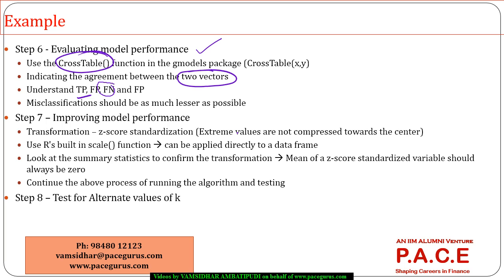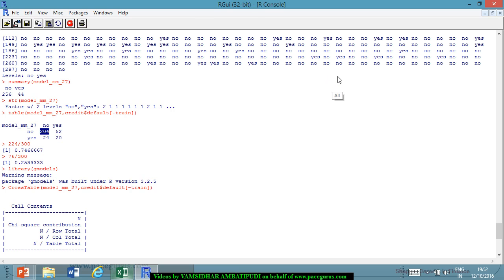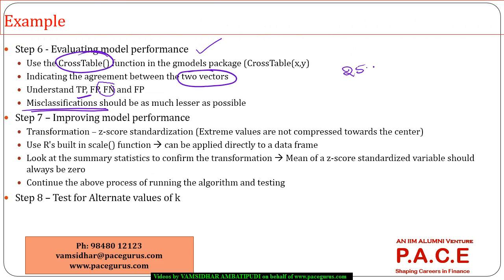Now is there any other way you can improvise the model? Because if I have to use it for testing purposes, the misclassification should be as little as possible. Here the misclassification is almost 25.33%, which is a very high number. So I want this misclassification to be as low as possible. Now this is where we talk about the next step: is there any way I can improve the performance of the model?